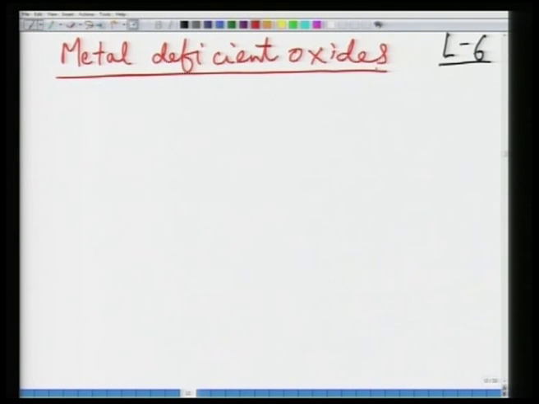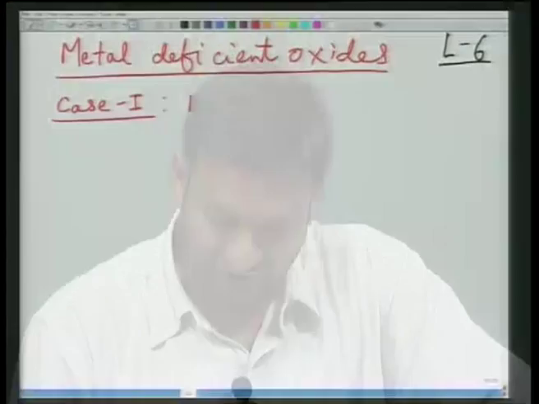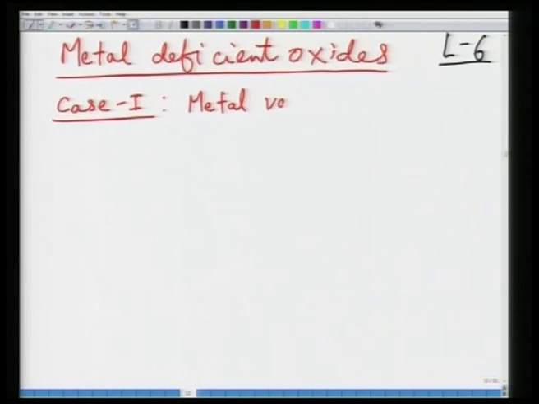So, in case of metal deficient oxides, as you can guess intuitively, it would be either metal vacancies or oxygen interstitials if it was excess oxygen in case of excess oxide. So, metal deficient would in this case be another case of oxygen excess. And formation in this case typically happens at the surface. We will deal with two cases. Case 1 is when metal deficiency, metal vacancies, are the dominating defects.